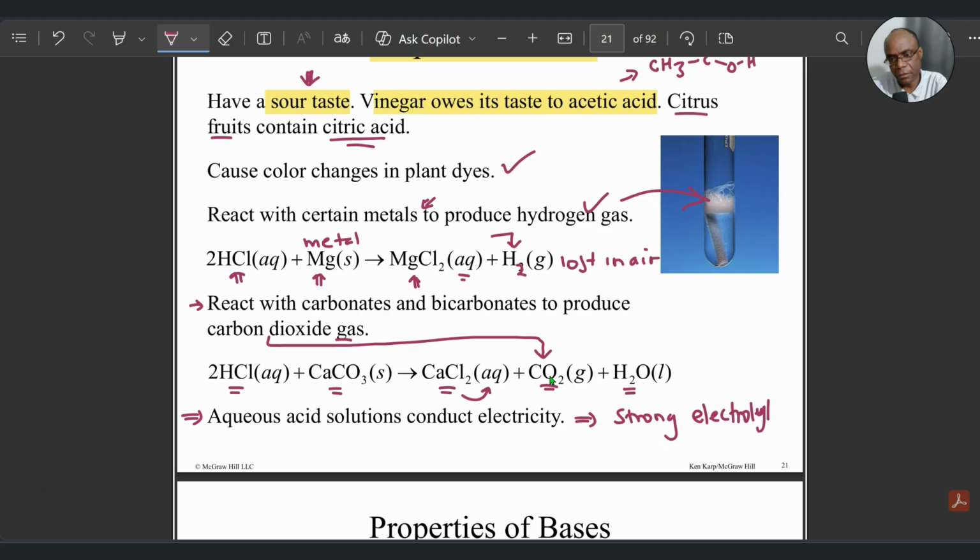Aqueous acid solutions usually conduct electricity because they give strong electrolytes. They form strong electrolytes in water. They form lots of ions. For example, HCl in water is going to give you H3O+ and Cl-. This H3O+ can just be taken as H+.